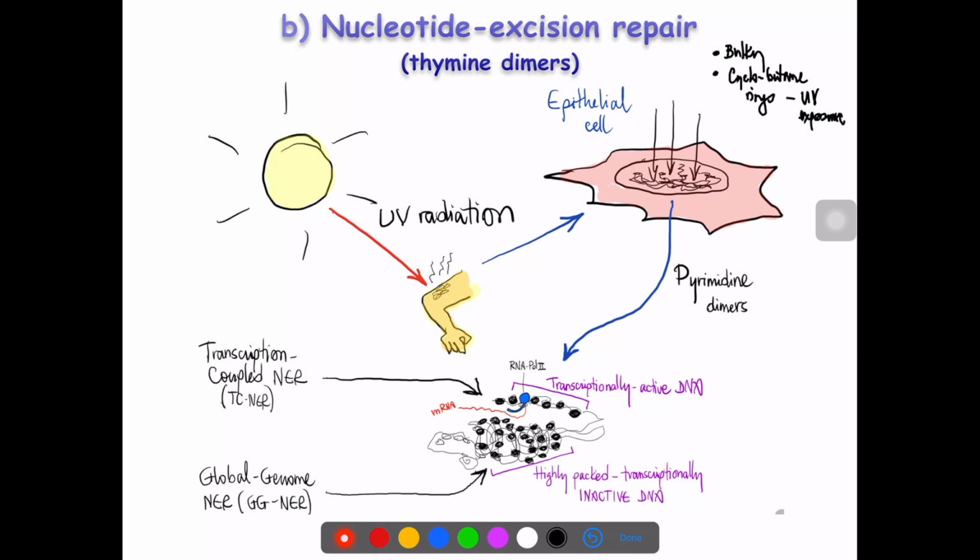Now, keep in mind, the most efficient way to eliminate that kind of cyclobutane rings will be direct reversal. But the thing is that in humans, we don't have that mechanism. Therefore, the way by which we eliminate that kind of mutations whenever they occur in our DNA is by nucleotide excision repair.